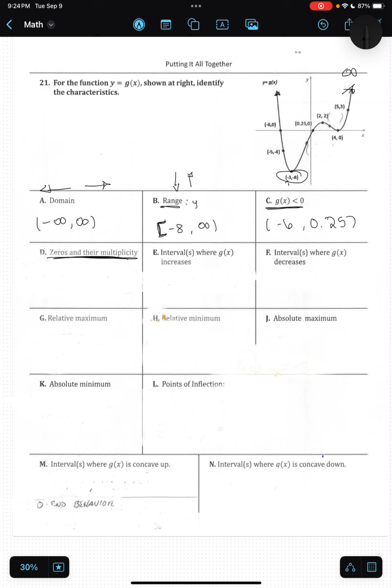Okay? And now we need to find the zeros and their multiplicity. If you don't know what multiplicity is, we'll get into it after we find the zeros. So the zeros for this graph are as follows. This is also how you notate the zeros. If it asks for x's, we would say x equals, but it's asking for zeros. So the graph is at y equals 0 at -6, 0, 0.25, 0, and 4, 0. So our zeros are -6, 0.25, and 4.